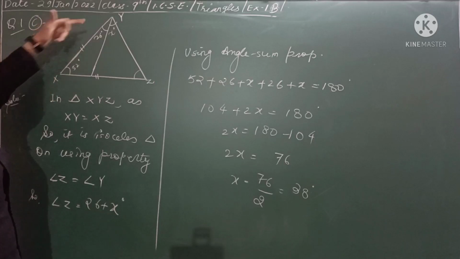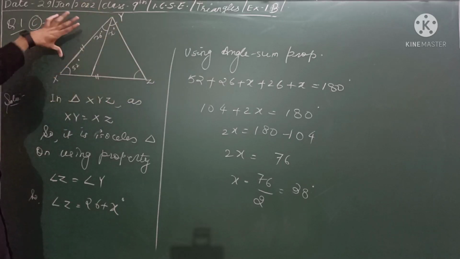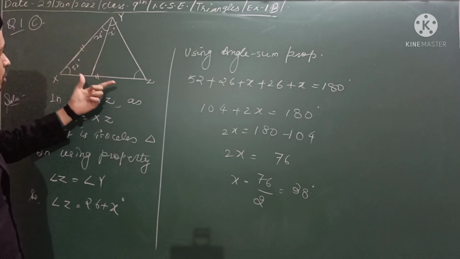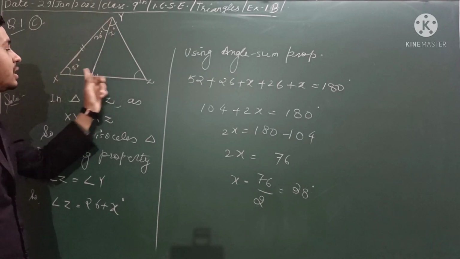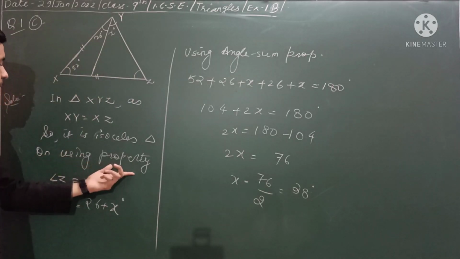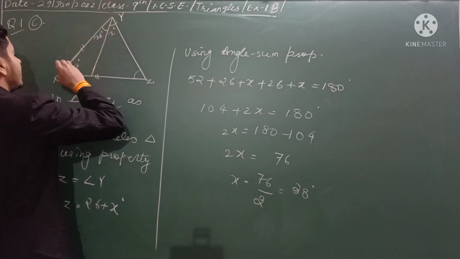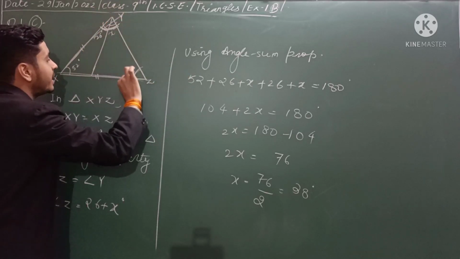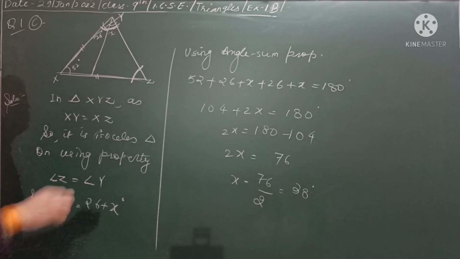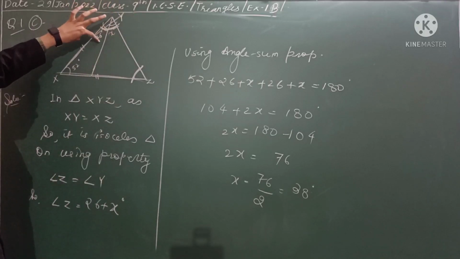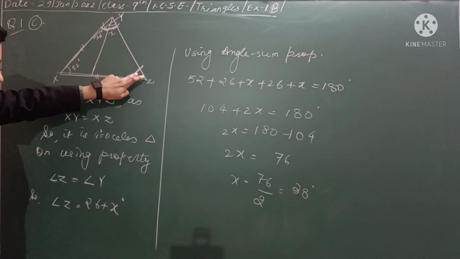So the question is: XYZ is a triangle where XY is equal to XZ. If XY is equal to XZ, then we call this triangle an isosceles triangle. Now using the property, if this side is equal to this side, then this whole angle will be equal to this whole angle, and this whole angle is nothing but x plus 26. So this angle will also be x plus 26.